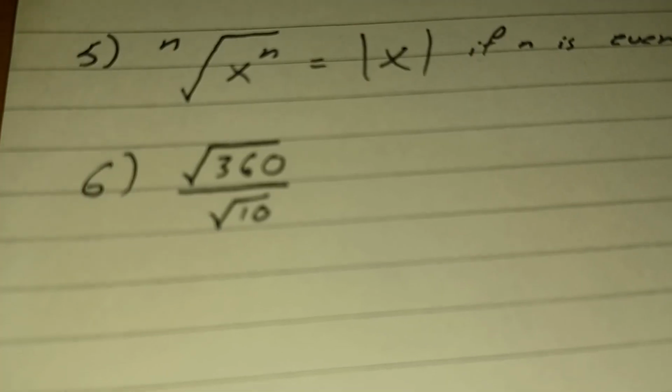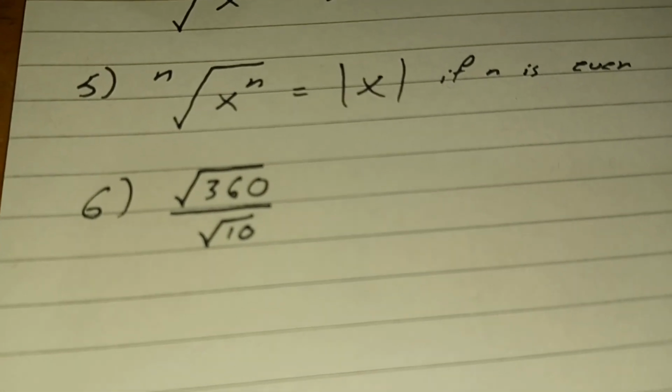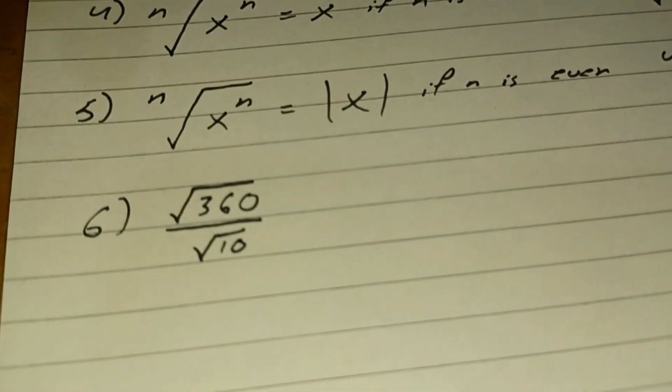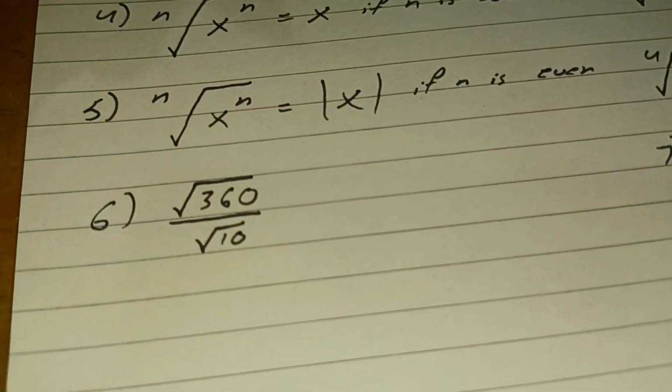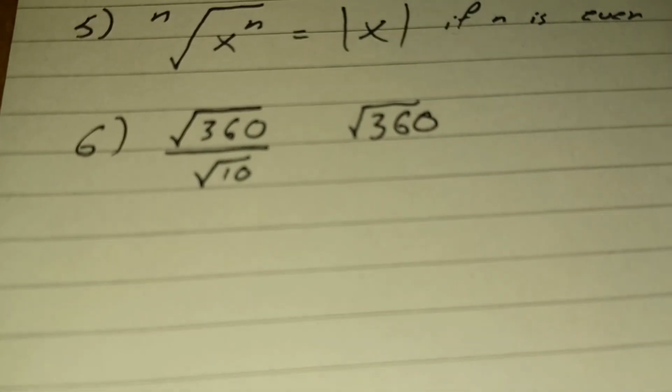Basically we can see that the square root of 10 doesn't really have a perfect square, because the factors of 10 are just 2 times 5, and those do not form a perfect square. So that's as far as we can simplify the square root of 10. But let's move on to the bigger number, the square root of 360, right?